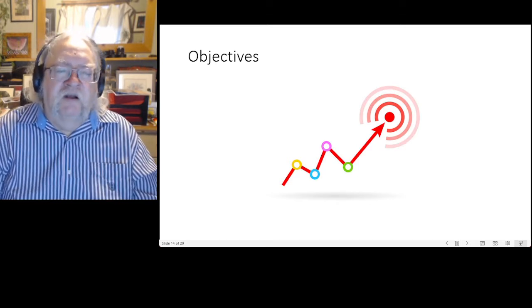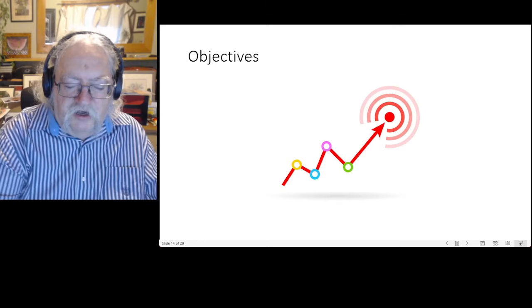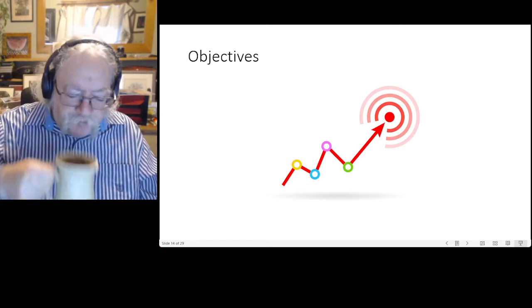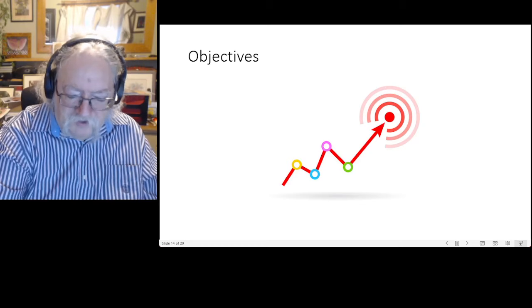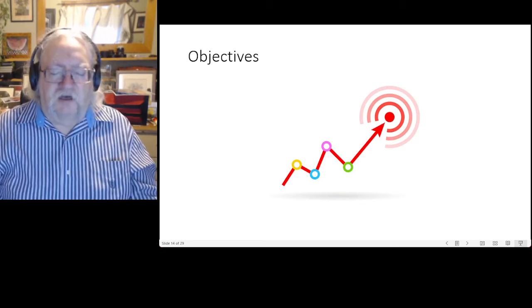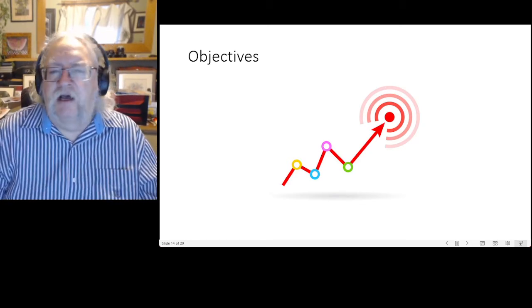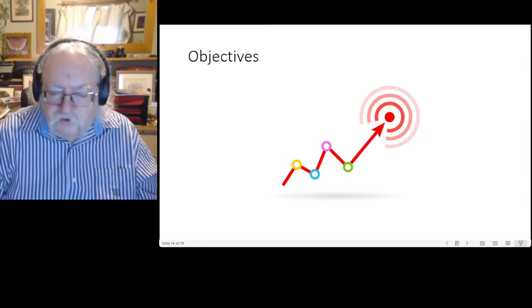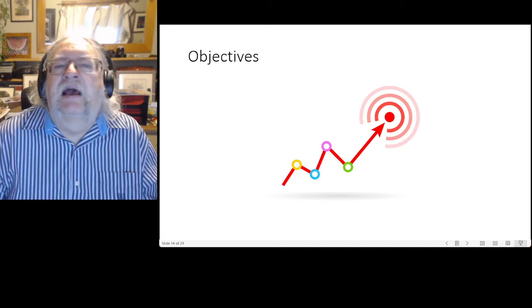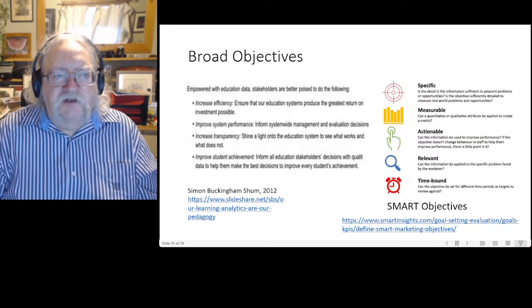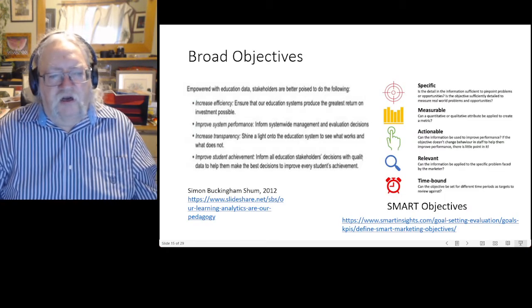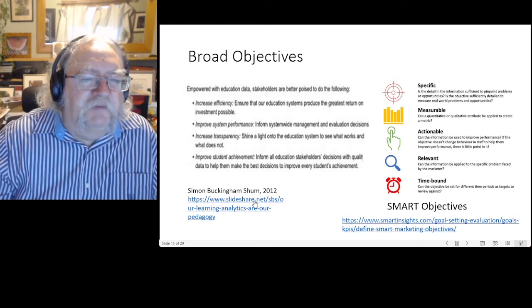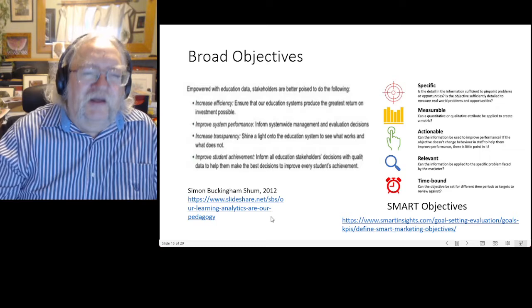Now we look at the objectives. And here I'm thinking not of the course objectives or the learning objectives. Here I'm thinking of the objectives of the analytical or AI process that we're involved in. What are we trying to do with our learning analytics? So we could look at a bunch of things. Here's a slide where I've actually named Simon Buckingham Shum properly. There you go.